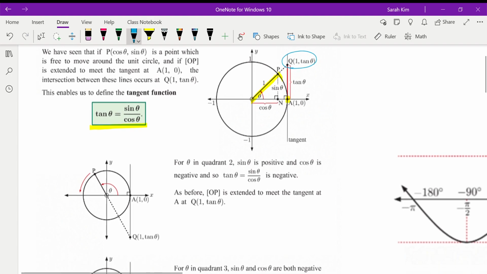Alright, so for theta in quadrant 2, sine theta is positive, using our All Silly Turtles Crawl, and cos theta is negative, and so tan theta ends up being negative. As before, our OP is extended to meet the tangent at A at Q, (1, tan theta).